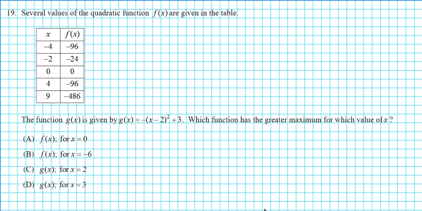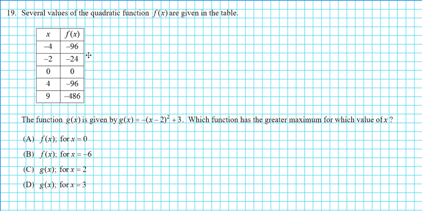Alright, let's take a look at question 19. It says several values of the quadratic function f of x are given in the table. The function g of x is given by g of x equals negative (x minus 2) squared plus 3. Which function has the greater maximum, and for which value of x? Okay, so we're answering 2 questions. Which one has a greater maximum? And at what value of x does that maximum occur?